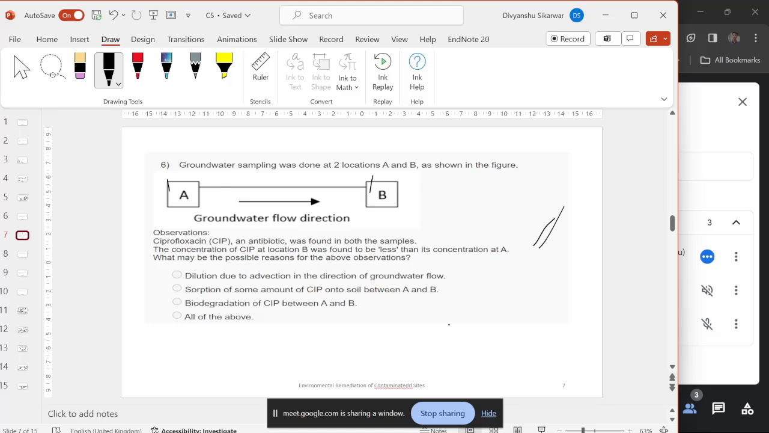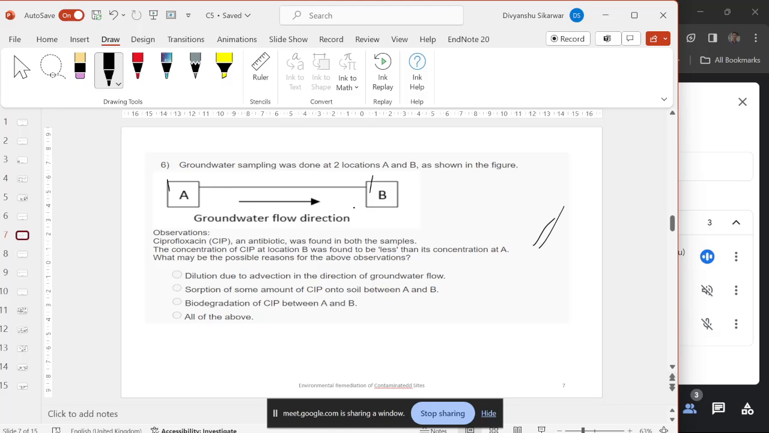All of the above. All of them. Yeah, all of them is correct. So moving from A to B, if the groundwater flow direction is in this direction, then by definition there will be advection. So there will be dilution due to advection in the groundwater flow direction.